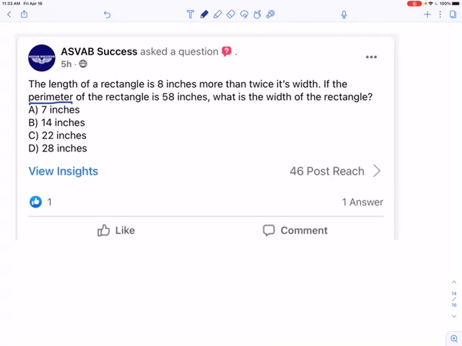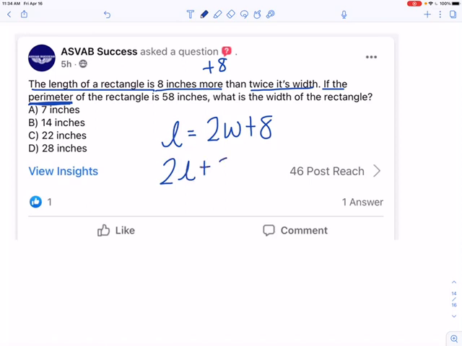So what equation are we going to use? We're actually going to use our perimeter equation, okay? First, let's start with the first sentence. The length of a rectangle is 8 inches more, remember, we do plus 8, twice its width. So length equals 2 times the width plus 8. That's our first equation. Second one is the perimeter, so I'm going to do the equation for perimeter. What is the equation for perimeter? 2 times length plus 2 times the width equals perimeter.